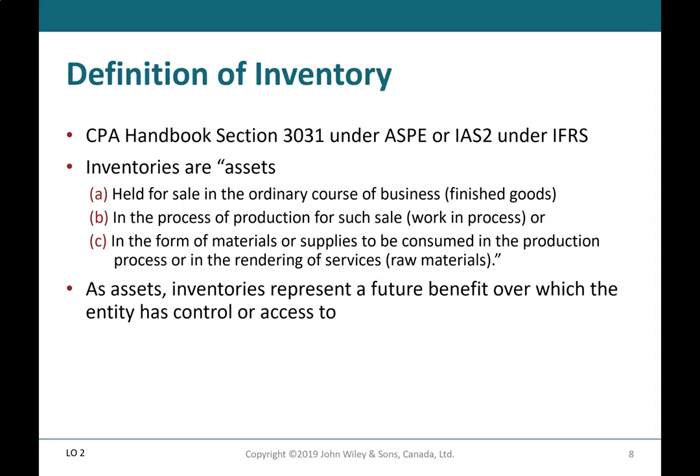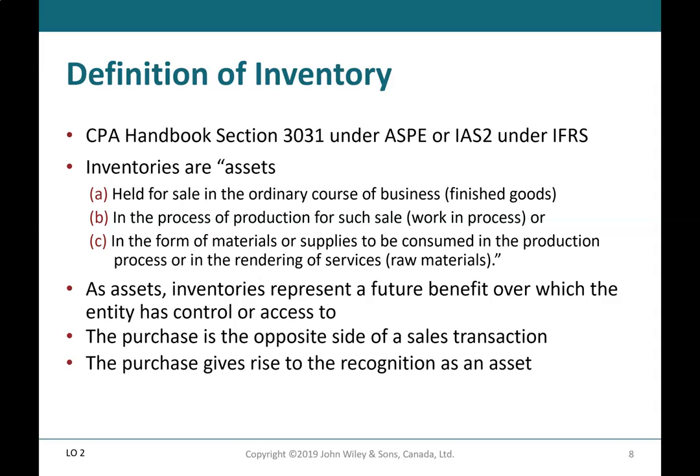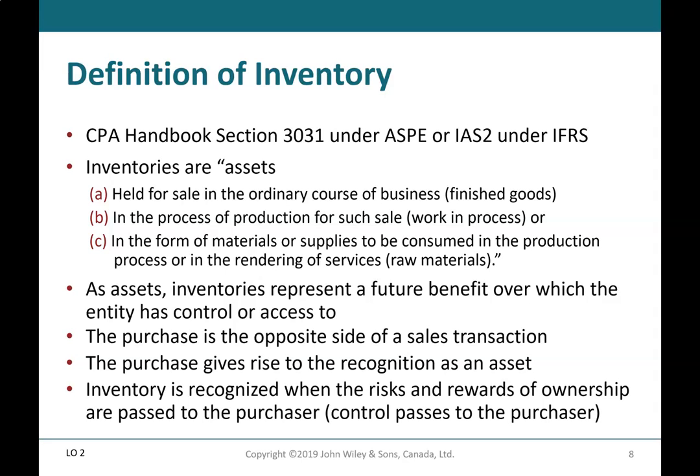As assets, inventories represent a future benefit over which the entity has control or access to. The purchase is the opposite side of a sales transaction. The purchase gives rise to the recognition of an asset. Inventory is recognized when the risks and rewards of ownership are passed to the purchaser. Control passes to the purchaser.